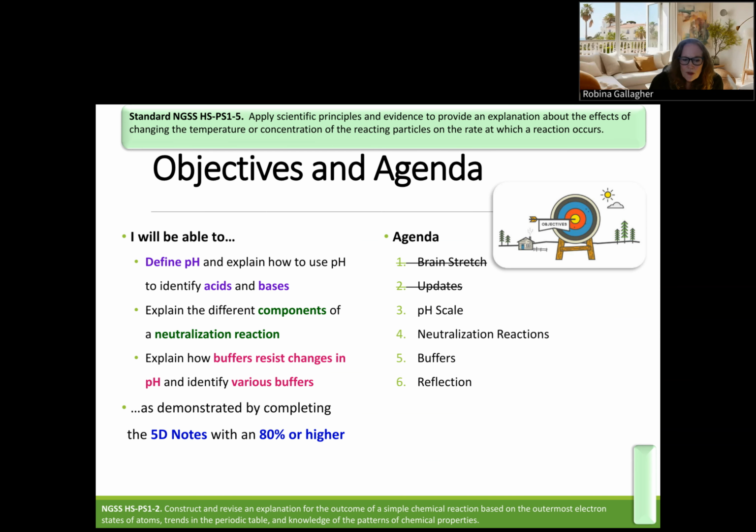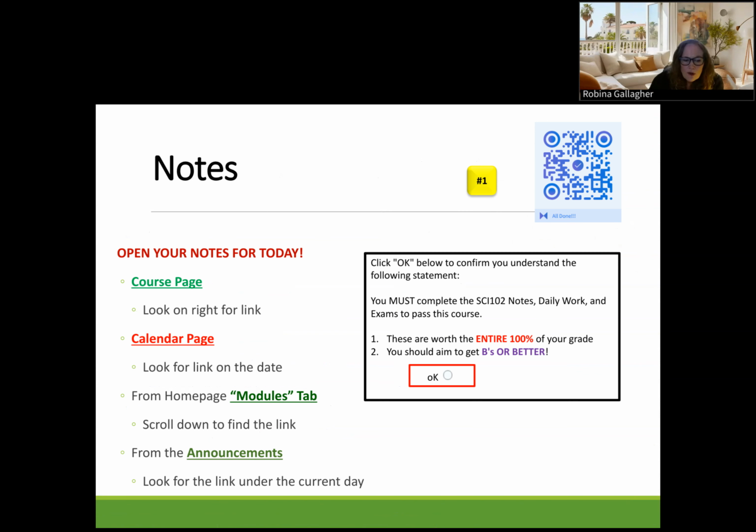Okay. So today we're going to define pH, explain how we can tell a specific pH, talk about neutralization reactions, and talk about buffers really quick. So go ahead and open up your notes for today. They are 4G, acid-base reactions, and pH.